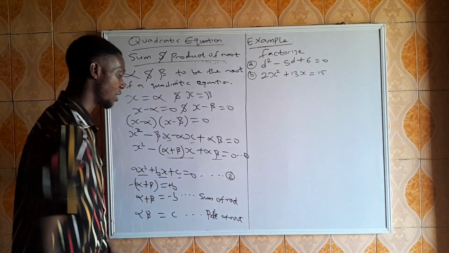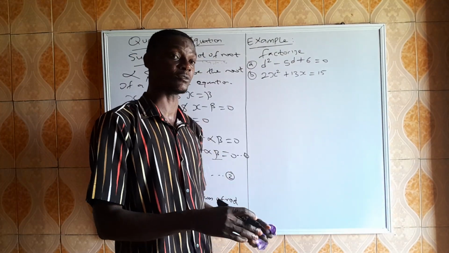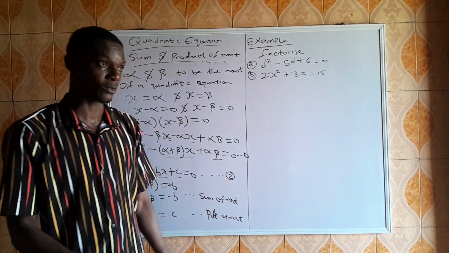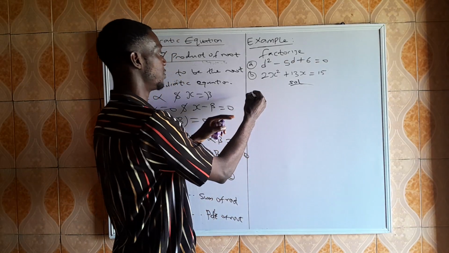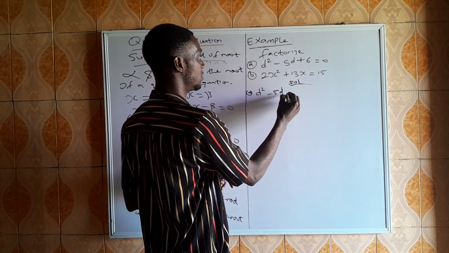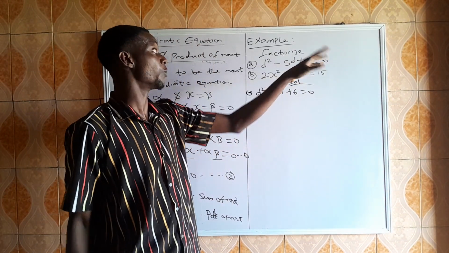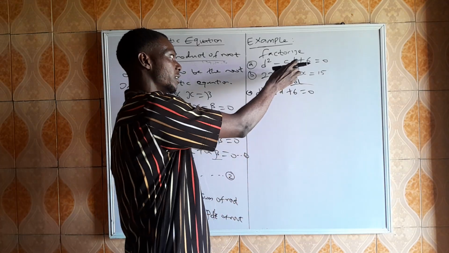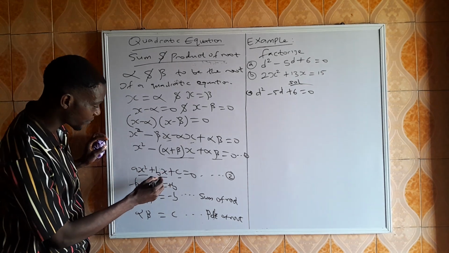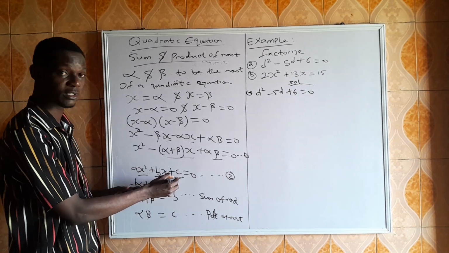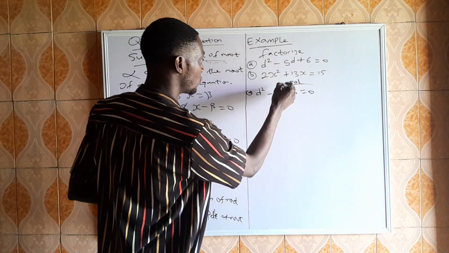Now we can use this expression to factorize any expression at all. Let's try this out. When we have b squared minus 5b plus c equals 0, we want to factorize this expression, but before that we need to find the sum of roots and the product of roots. If you recall, the sum of roots is alpha plus beta, which is equal to this, while the product of roots is what we have here.